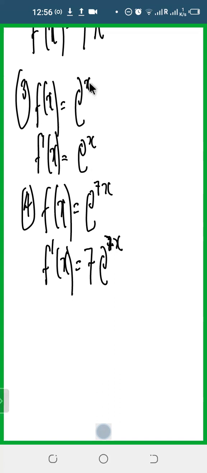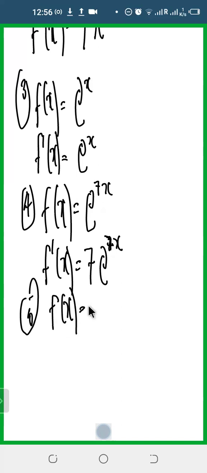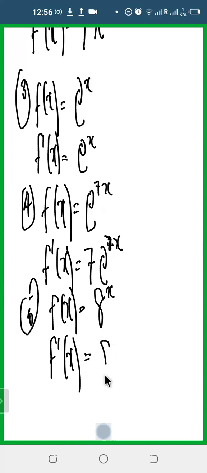So number 5, we have f(x) equal to 8 to the power of x. So the f prime in this case will give us 8^x and then natural log of 8. So this is the rule for this.